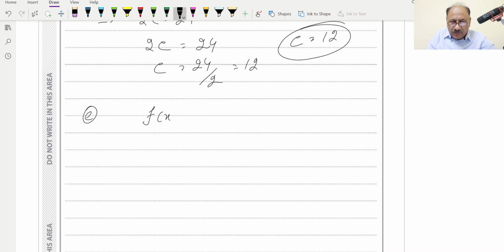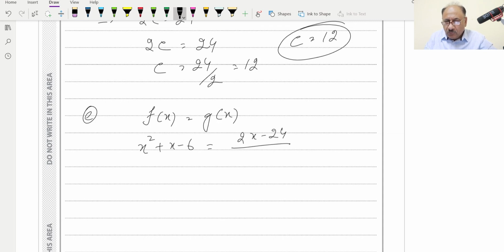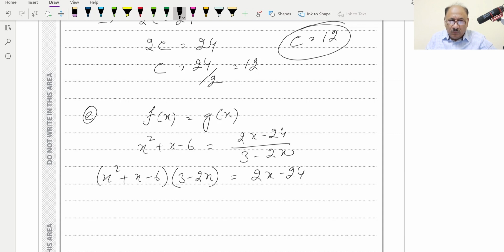Given is f of x is equal to g of x, and f of x is what? F of x is x squared plus x minus 6, and g of x is (2x minus 24) over (3 minus 2x). Now we can cross multiply, so it will be x squared plus x minus 6 multiplied by 3 minus 2x, and the other side will be 2x minus 24. And if we open the bracket, x squared will be multiplied by 3, so it will be 3x squared.